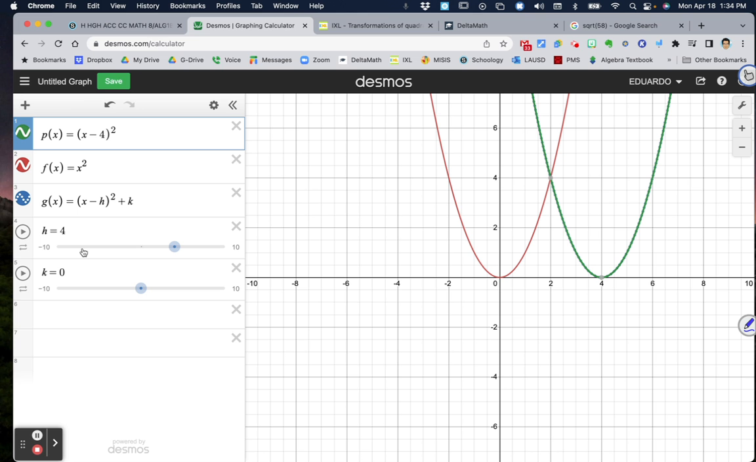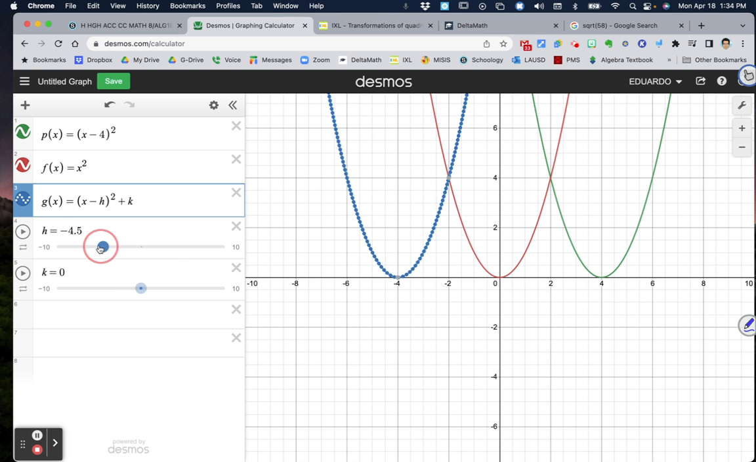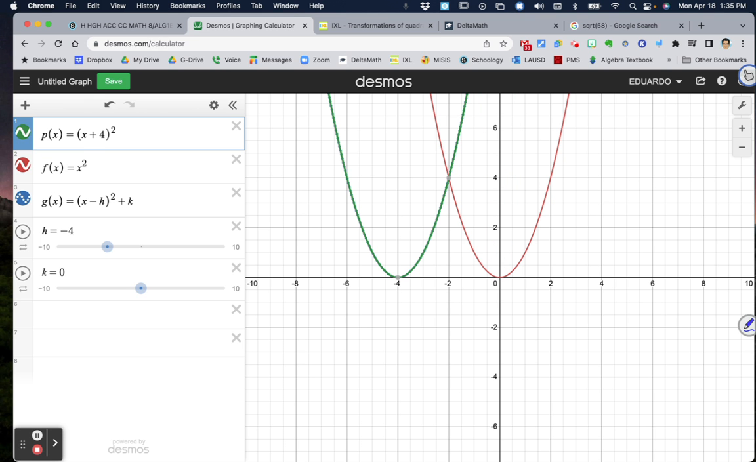What number is here, positive or negative? Positive. If I substitute this h in here, what would my equation look like here? X minus 4, right? But if I make it negative, what's minus negative 4 going to be? Positive, right? And sure enough, if I move this over, make this a plus, that's where it goes.